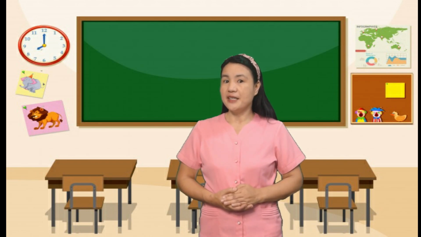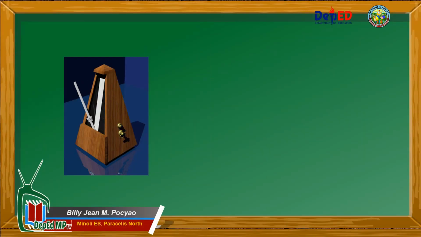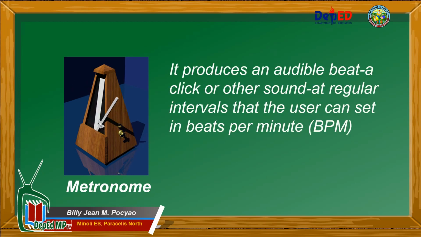Watch and learn. Do you know what is this? This is a metronome, a device used to determine the tempo of a musical piece. Metronome is a device that produces an audible beat, click, or other sound at regular intervals that the user can set in beats per minute.